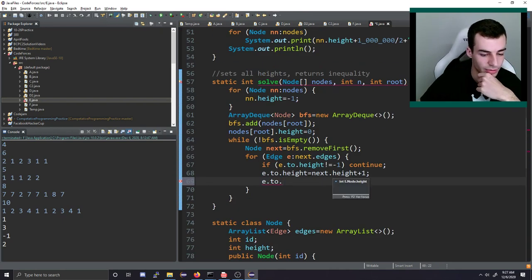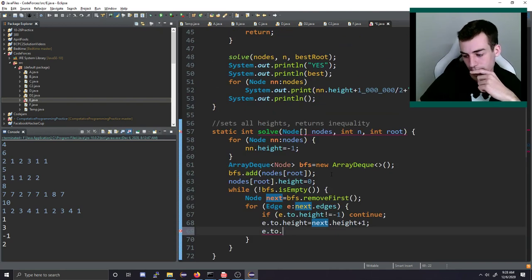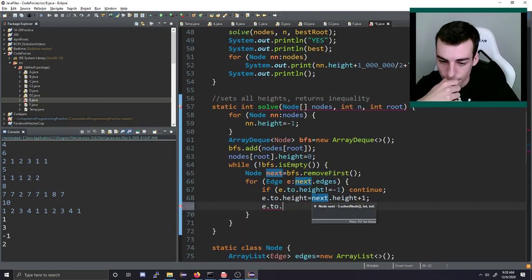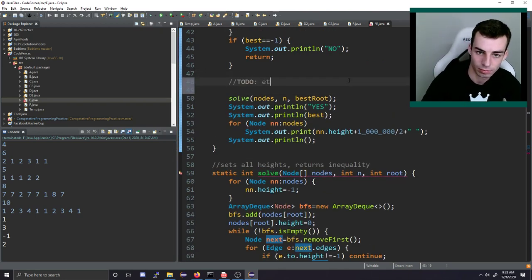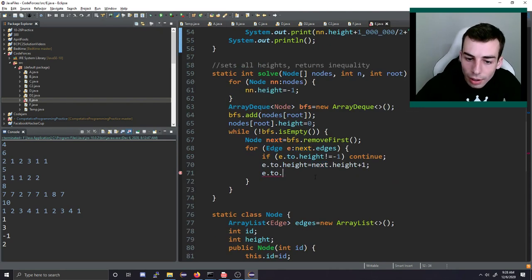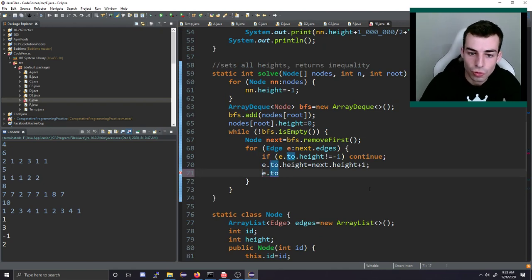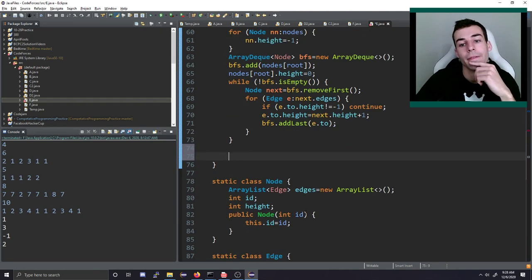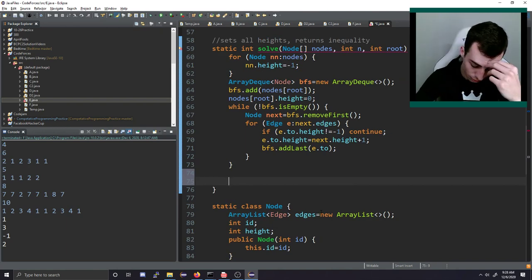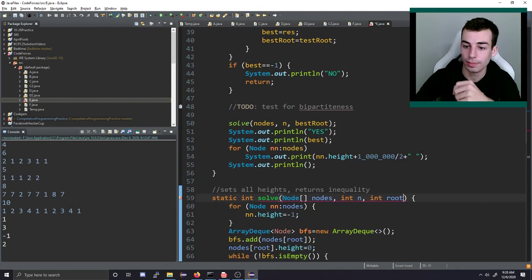Oh, also, what if it's not two-colorable? Will that be an issue? I don't know. Maybe. Who knows? Yeah, it might not be two-colorable. Okay, E dot BFS dot add last E dot 2. Keep doing the BFS till we're done. Okay. So now we need to have these edges. That might be helpful.